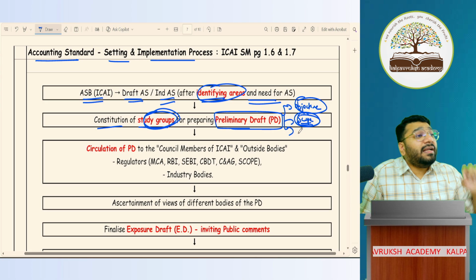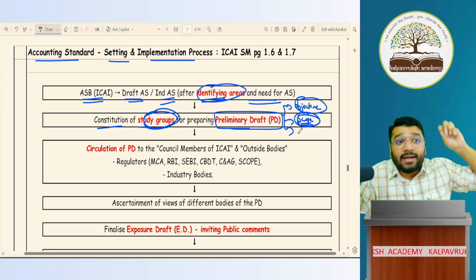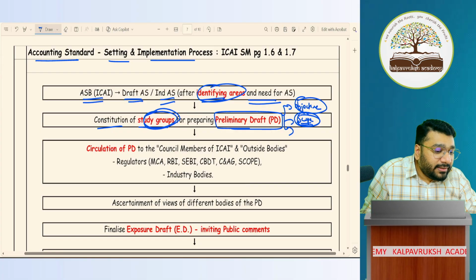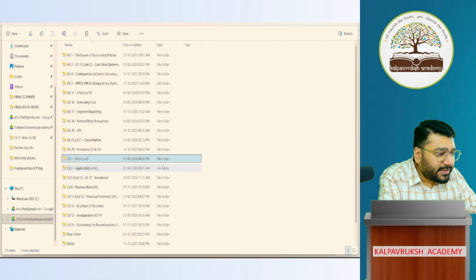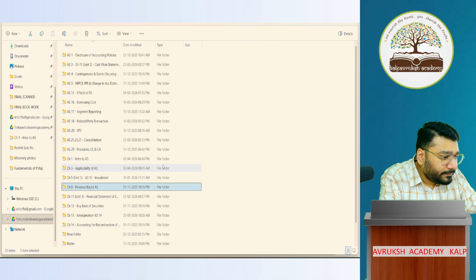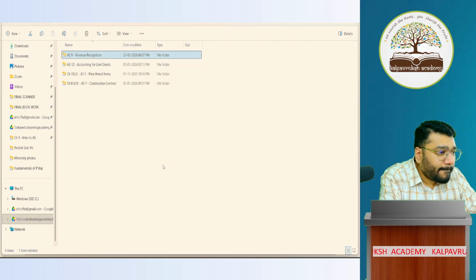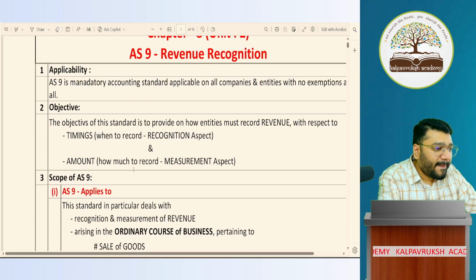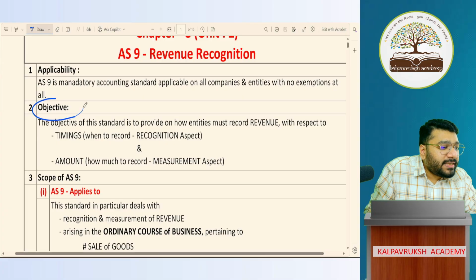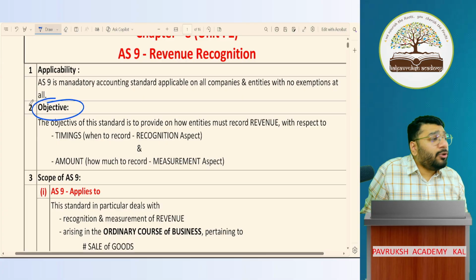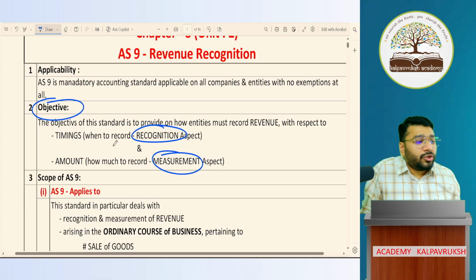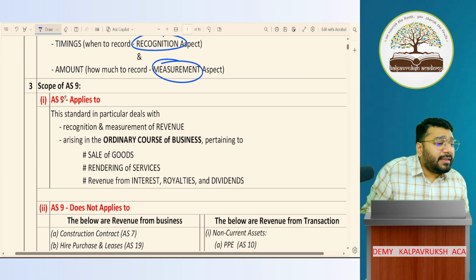So they have to mention the objective of this AS and the scope of the AS. Third, they have to give the definition and meaning of various terminology that they use in the standard. The other day I opened this document, AS9 only. You look into this. What is the objective of this accounting standard, which means what aspect are they going to cover? Are they going to cover the recognition aspect, measurement aspect, or any other aspect? So the objective is stated.